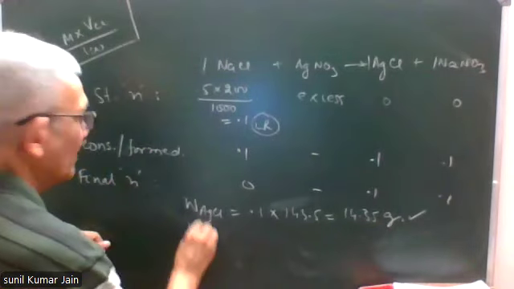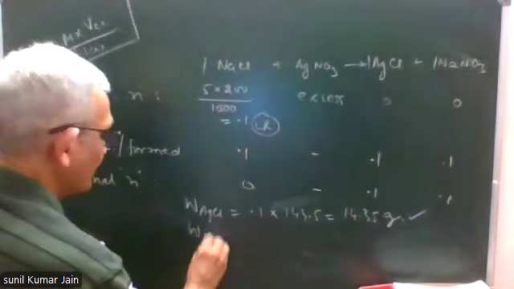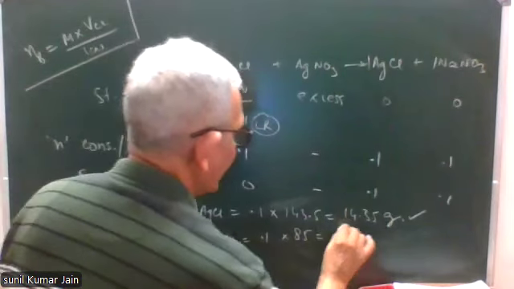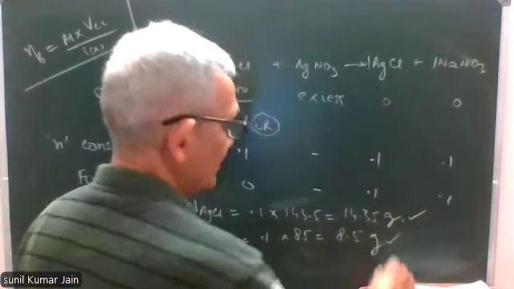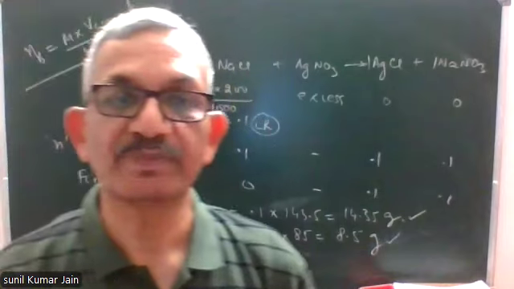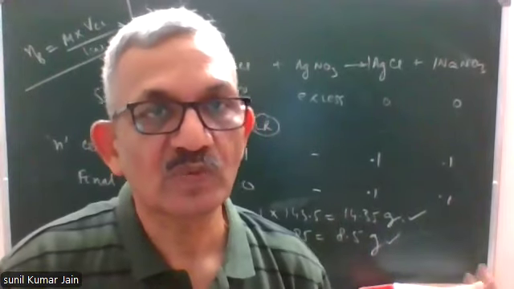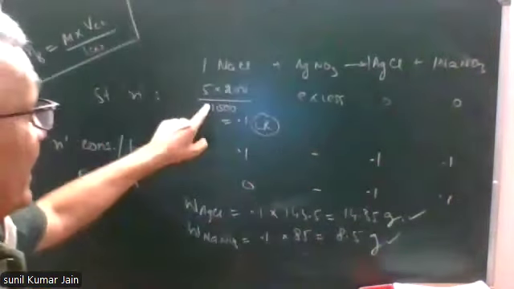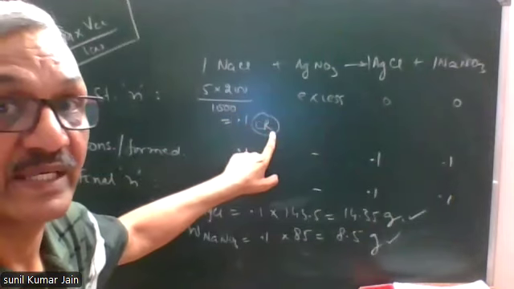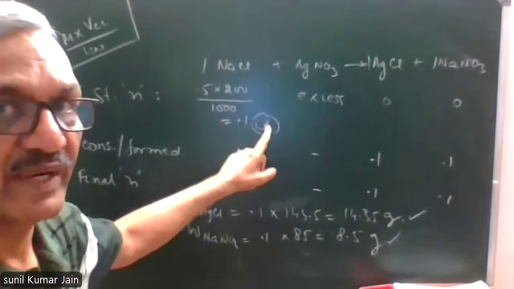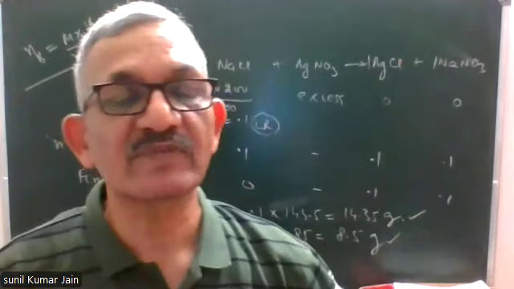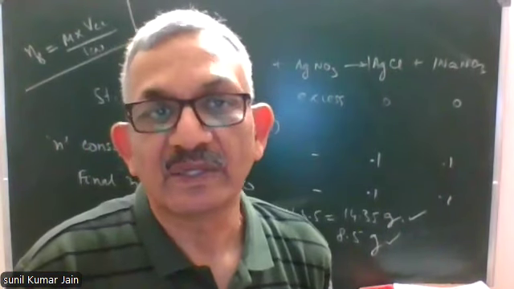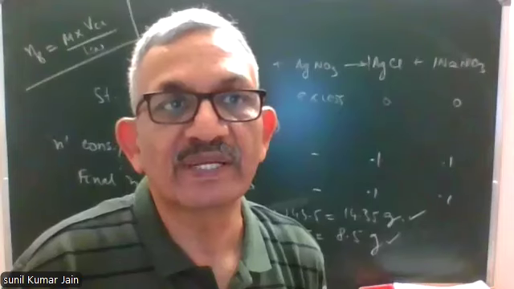One answer. Weight of NaNO3: 0.1 mole, molecular weight is 85. So 8.5 grams of sodium nitrate will be produced. So this was a very simple numerical. The only thing additional which we learned is to calculate number of moles of reactant present in the solution. Once you have number of moles, then calculations will be as we did in the previous class. Same type of calculations. Now, a few more numericals.